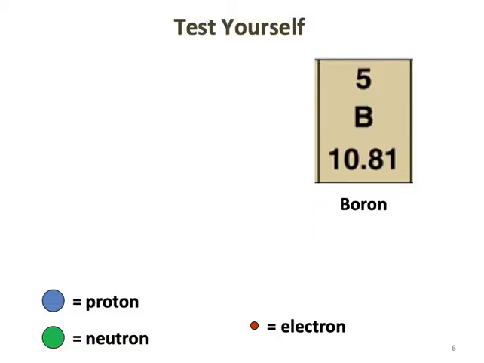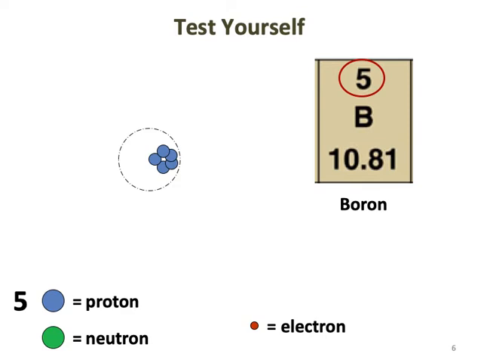Okay, now let's test yourself here. We're going to take boron. There's its little chart in the periodic table. So the first thing we want to know is how many protons does boron have? We're going to look at the atomic number. It's 5. How many protons does boron have? That's right, it's 5, and we'll put that number in its atomic nucleus.